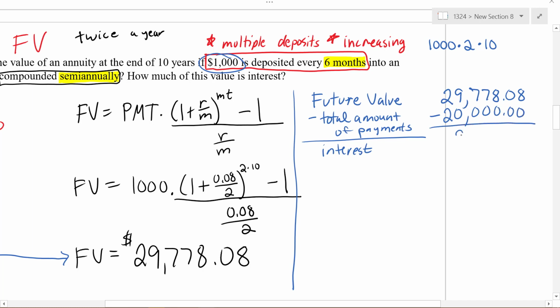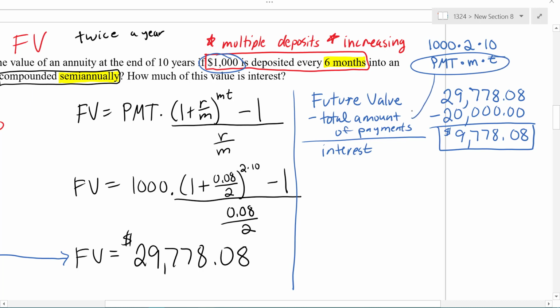So when I do that subtraction, I get $9,778.08. This is the amount of money that the bank gave me in interest that we earned over the duration of the account. If you want to think about a formula for the total amount of payments that you deposited, you would take the payment, the PMT, multiply that times the number of times per year that you made that payment, times the number of years that you made those deposits. That would tell you how much you deposited over the duration of the annuity.